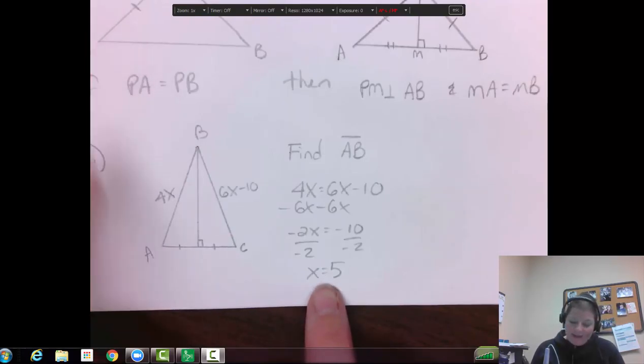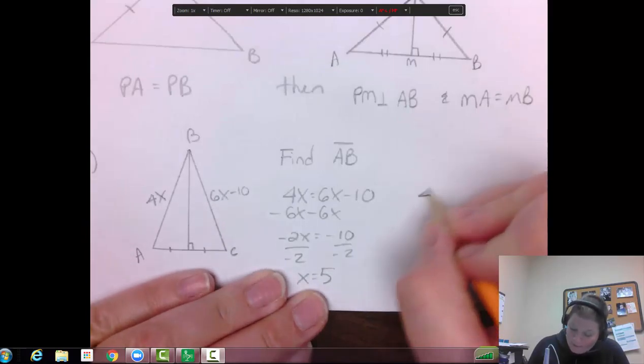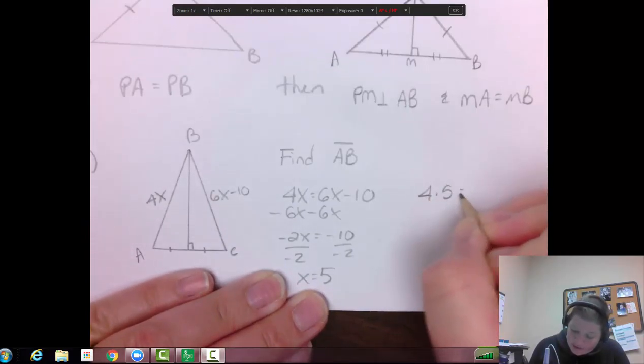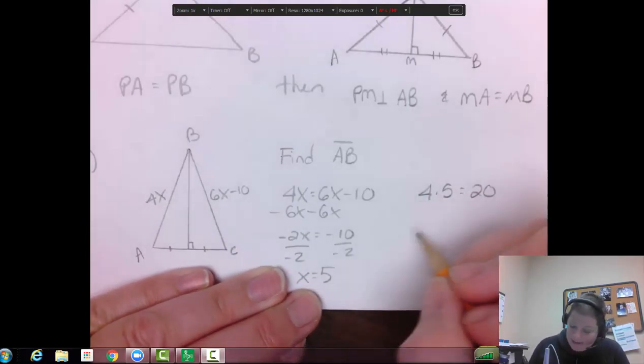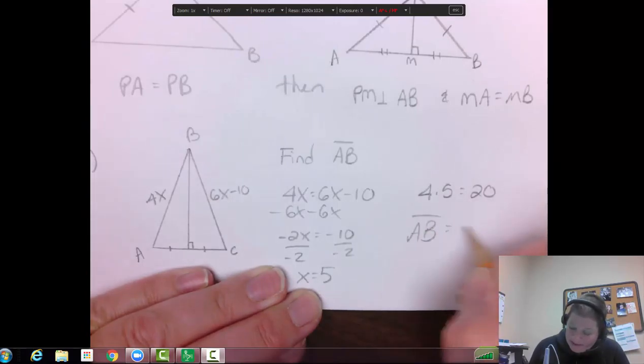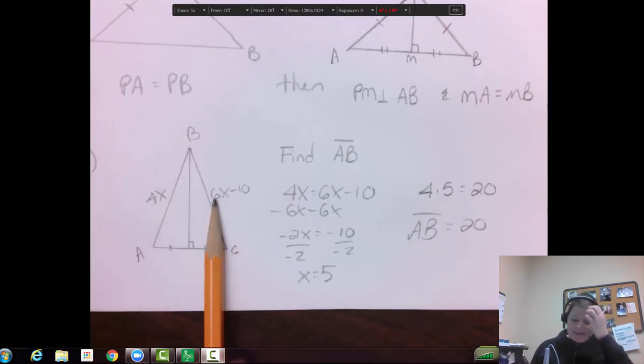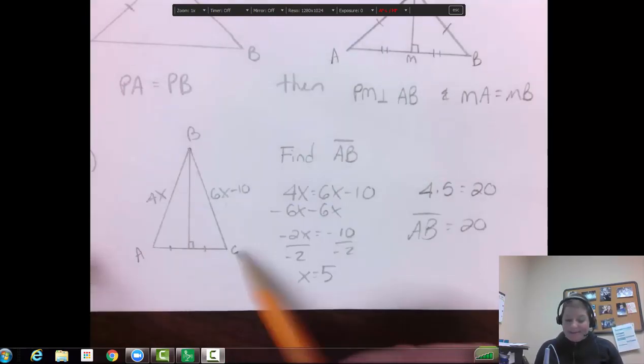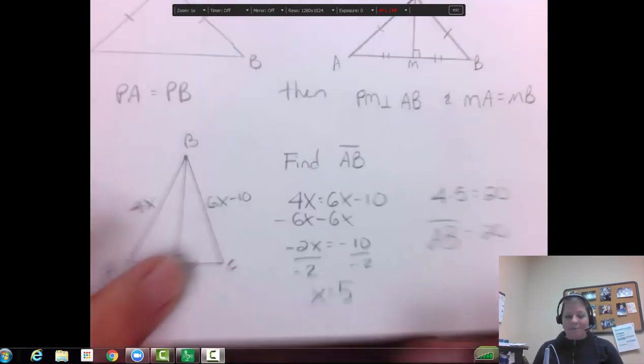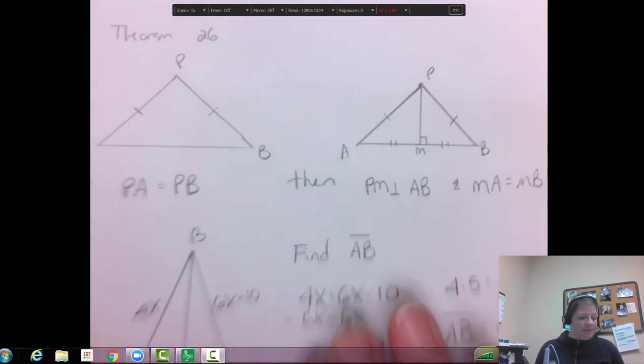So we have to then go over, okay, so for AB, I would have 4 times x, which is 5, so it's 20. So AB is equal to 20. What would BC be? Better be 20. 5 times 6 is 30, minus 10 is 20. They have to be the same because that's what the theorems tell us. So that's how you would use that one.